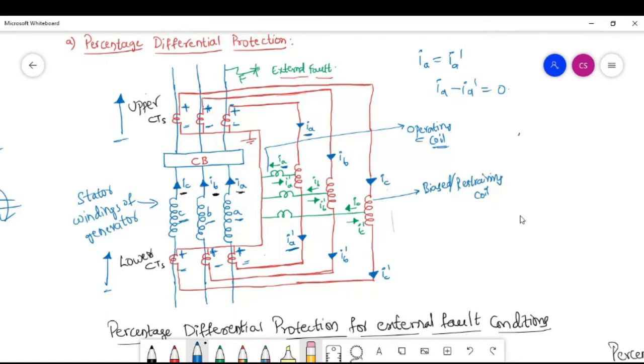But what happens if an internal fault is taking place? The fault may be phase to ground, the fault may be phase to phase also.